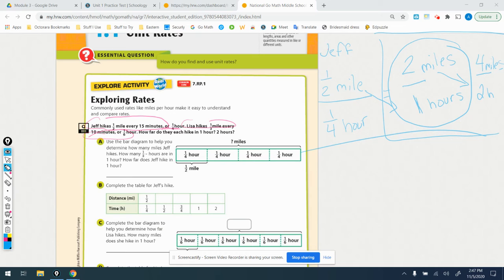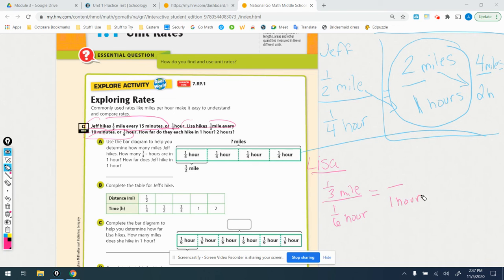Now let's compare that to Lisa. All right, we have Lisa. Lisa hikes 1/3 of a mile every 10 minutes or 1/6 of an hour. I want to use the hours to keep my labels consistent. Otherwise, I would have to do some converting. And I want to know how far she can travel in 1 hour.